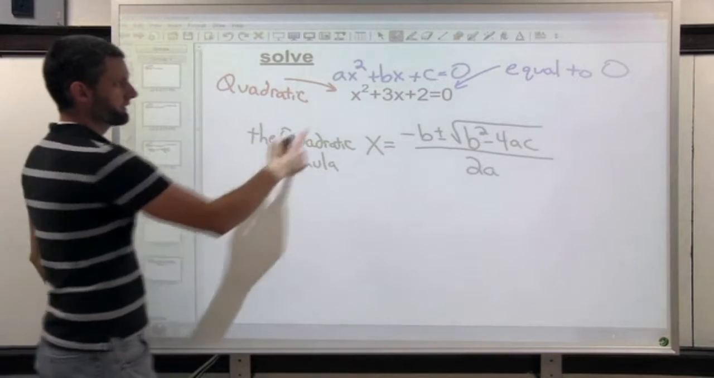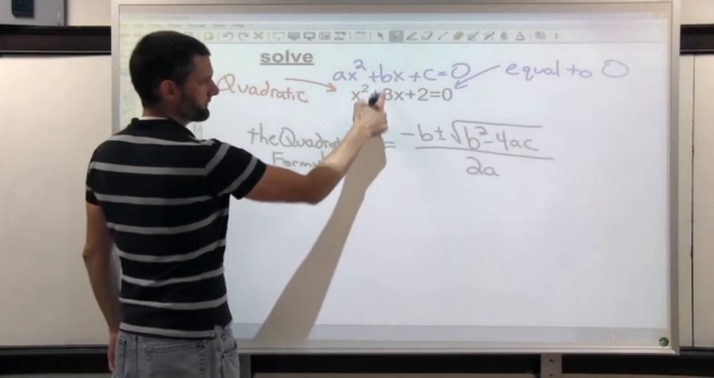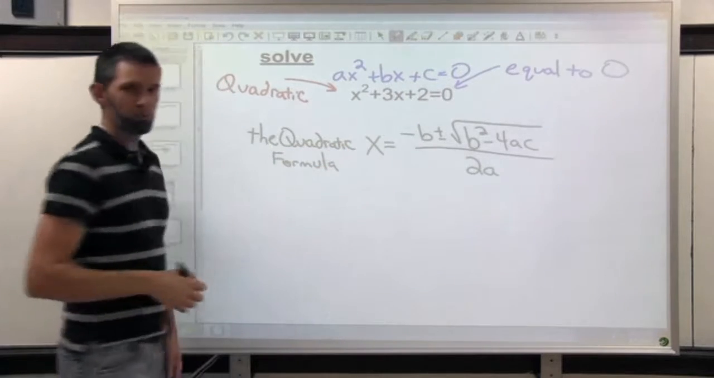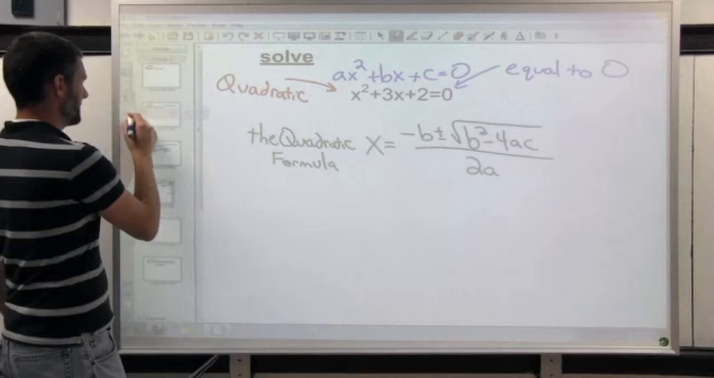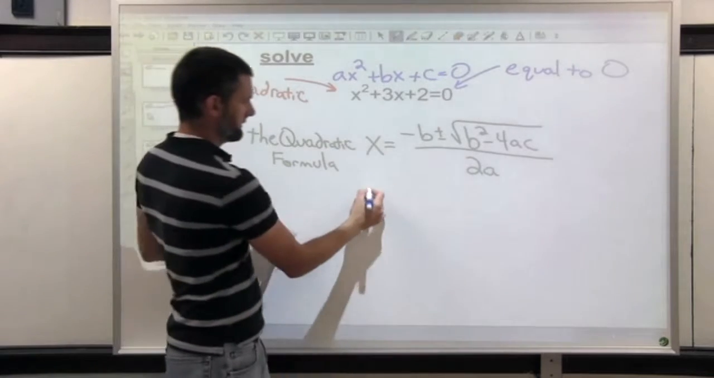Now, what values are we going to put into this formula? Well, we're going to put in the a x squared, the b x, and the c. Remember, that's our standard form for quadratics. So let's go ahead and try that.